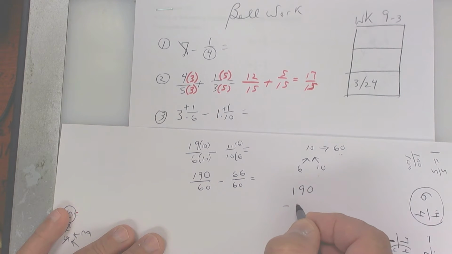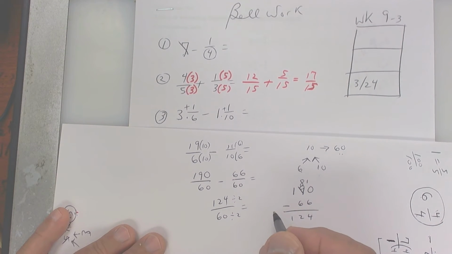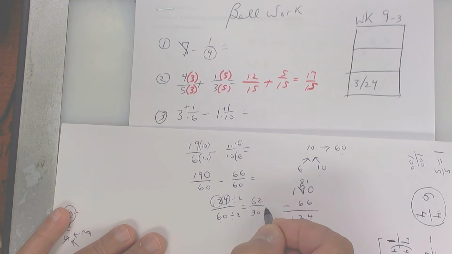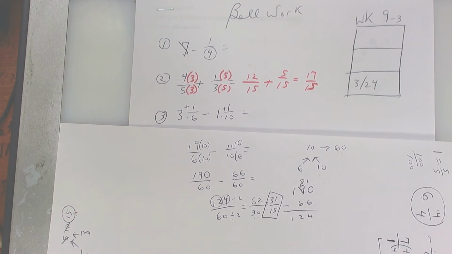So I have 190 minus 66. I'm going to borrow. That becomes 4, 6, 7, 8, 2. I get 124 over 60, and then you got to reduce it by 2 because I know 2 goes into it. Half of 12 is 6. Half of 4 is 2. Half of 60 is 30. We can reduce it again. Half of 6 is 3. Half of 2 is 1. Half of 30 is 15. And I'm going to leave it like that. And that is how you work it.